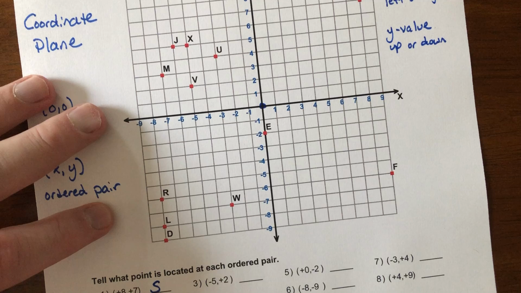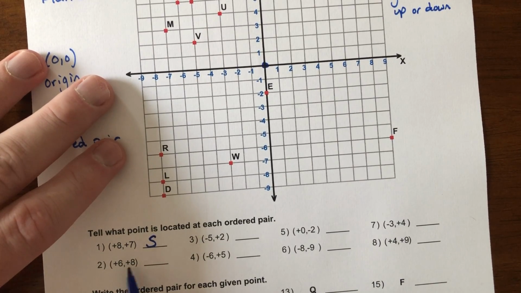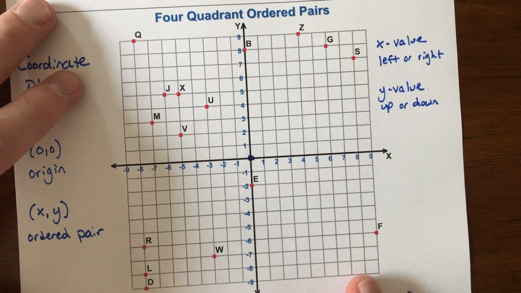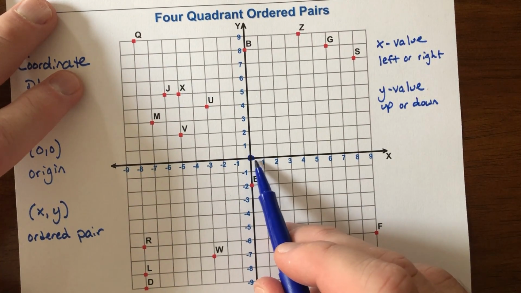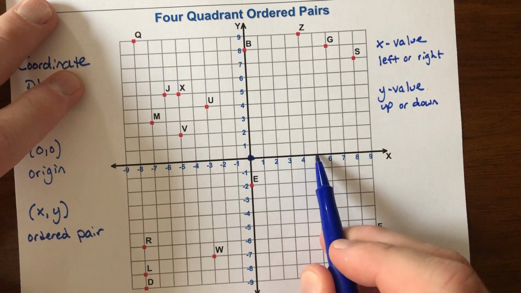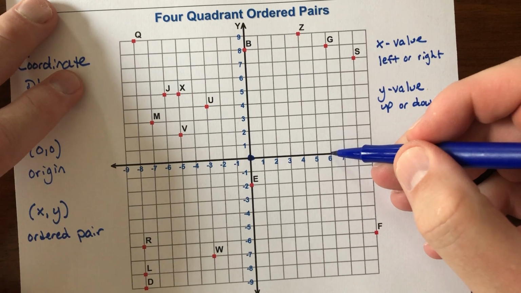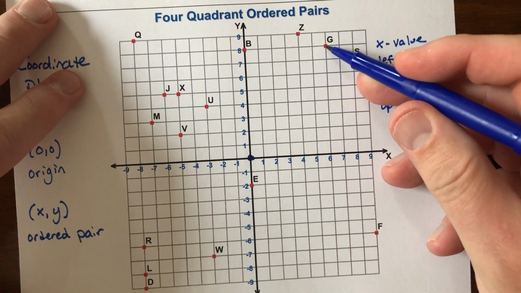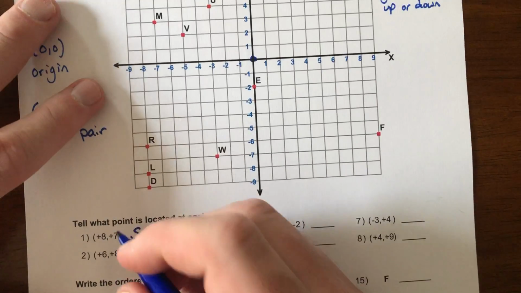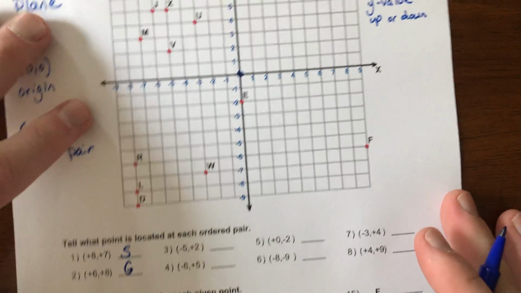Now number 2 gives me an ordered pair of positive 6, positive 8. So again, I start in the middle. I'm going to go over to the right 6 times: 1, 2, 3, 4, 5, 6. And then my y value is 8, so I'm going to go up 8 spots: 1, 2, 3, 4, 5, 6, 7, 8. And I land on the G. So that's my letter at 6, 8.